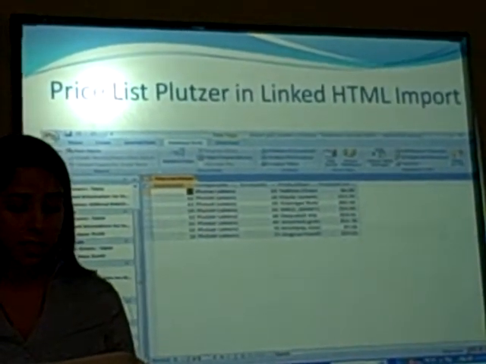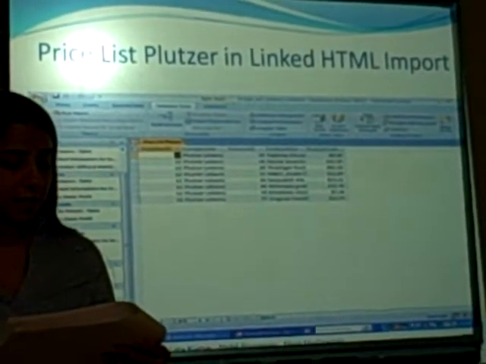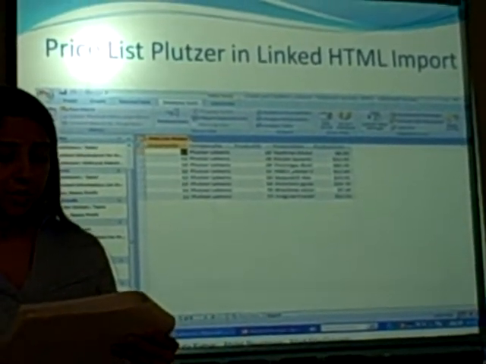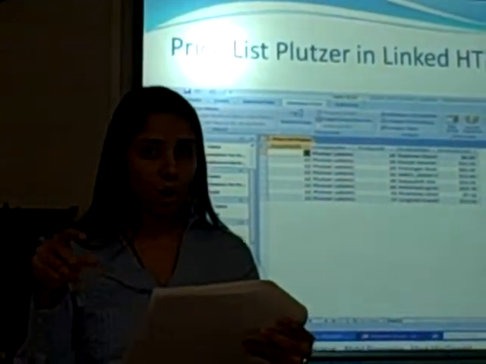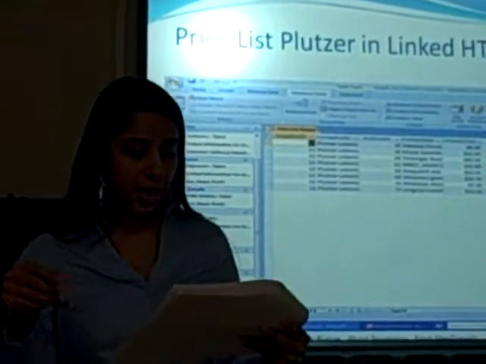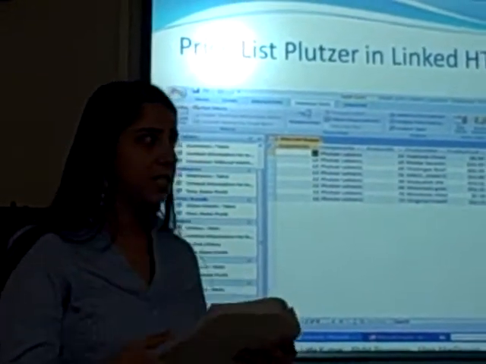So this is the price list of Plutzer and the linked HTML import. The linking, we found it pretty easy. What we did, we examined the product prices published on the website for the Plutzer company, and then we updated the products table in our database with new prices as soon as they changed. To do that, we had to link the products table to the Plutzer company and imported product prices so it automatically updates.